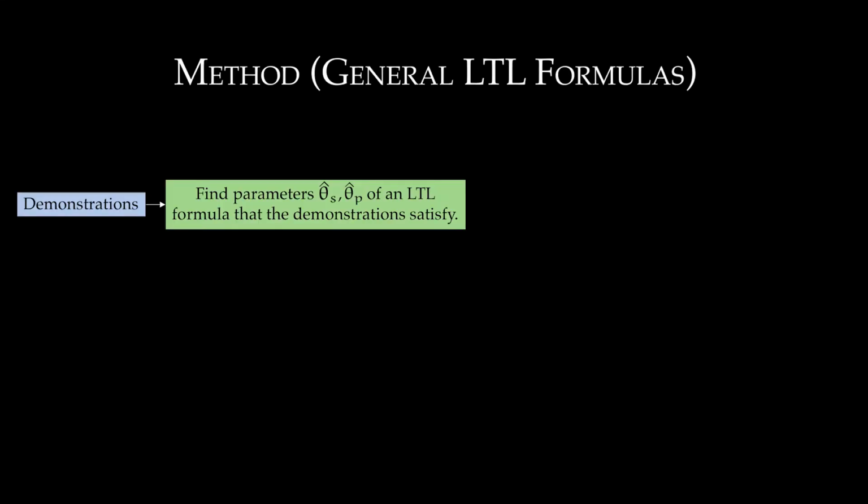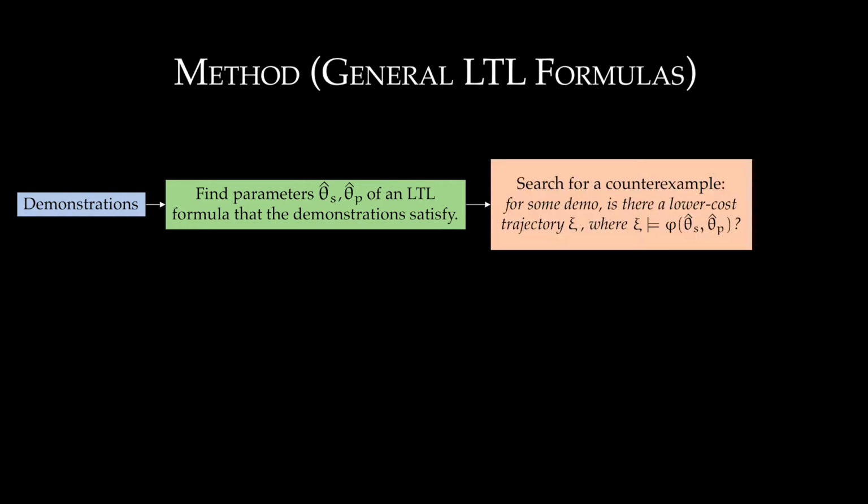Given approximately optimal demonstrations of a multi-stage task, our method seeks to find a parametric linear temporal logic formula consistent with the demonstrations. To do so, our method relies on an iterative falsification loop. That is, we propose candidate parameters theta hat s and theta hat p for the LTL formula, and check if there exists some lower cost trajectory that satisfies the candidate formula. If there isn't, the candidate formula is consistent with the demonstrations, and we terminate.